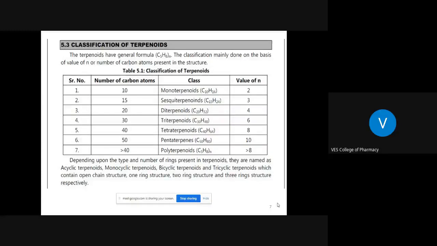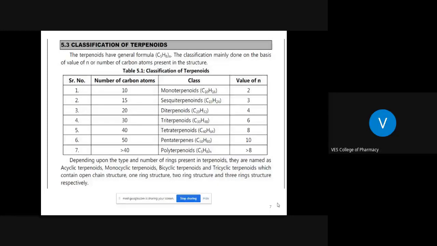So if there are 2 isoprene units, that is C5H8 multiplied by 2, so it becomes C10H16, then it is monoterpenoids. If there are 3 isoprene units, that is C15 carbon atoms, then they are called sesquiterpenoids, that is C15H24. If there are 4 isoprene units, then it is C20H32, diterpenoids. If there are 6 N value, then it is triterpenoid, C30H48.